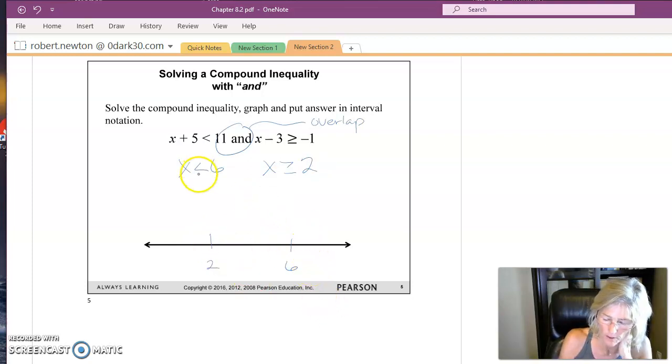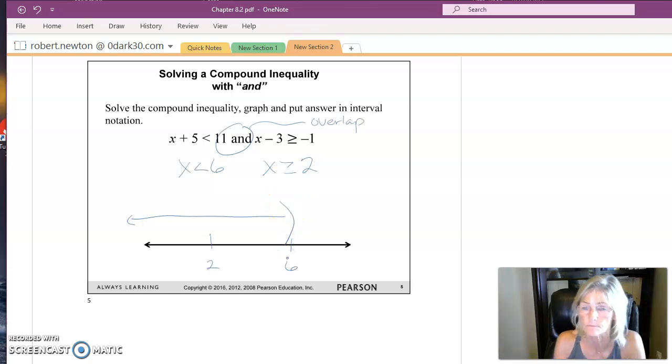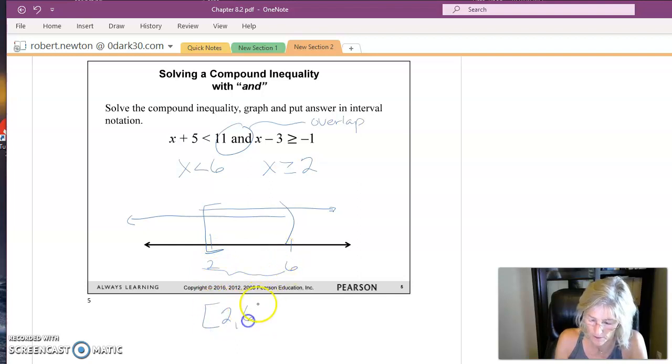So let's graph all the values that are less than 6. That's all of these. And I need a parenthesis because it doesn't include 6, but all the values on the number line are bigger than or equal to 2, so I need a square bracket, and that is all of those. So they overlap right here. So my interval notation starts at 2, and it's a square bracket, and it stops overlapping at 6, and I had a parenthesis there. So this mimics your graph.